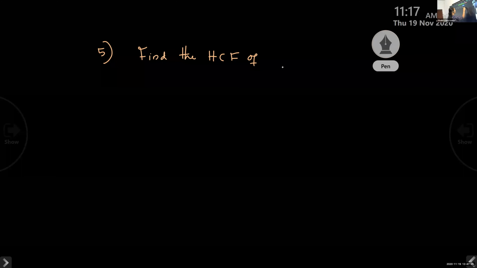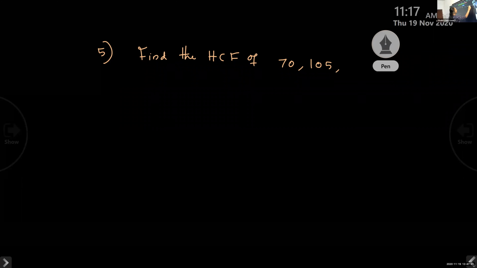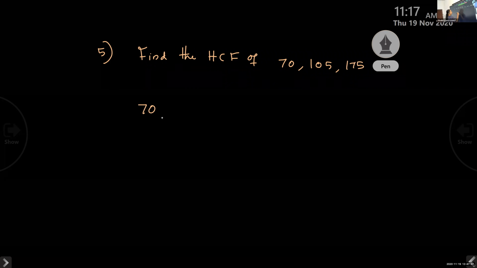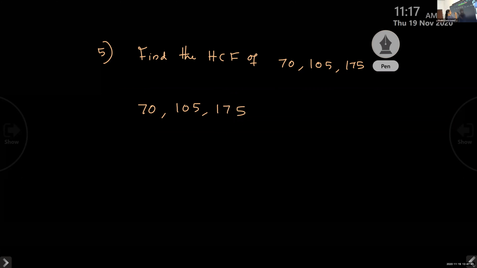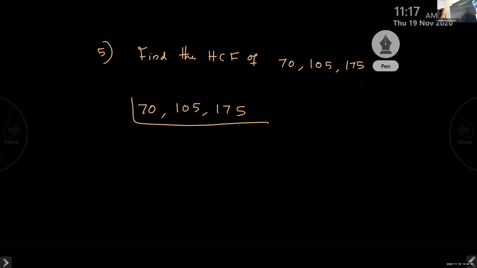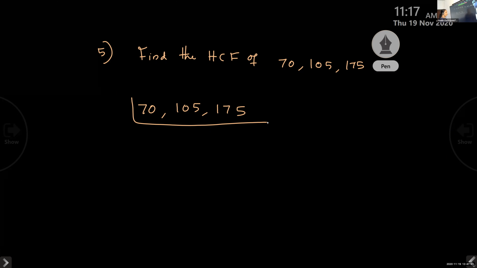70, 105, 175. See, children, when you see this, you will understand. The last digit is 0 and 5, both. These 3 numbers. So, 5.